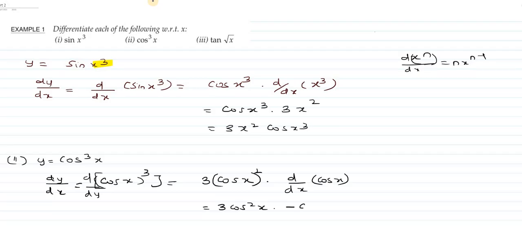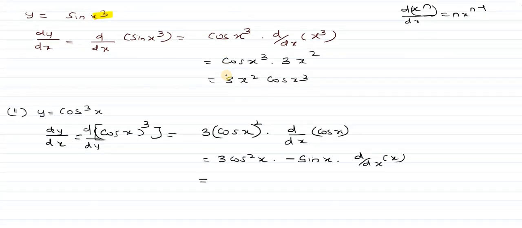Differentiation of cos x is minus sin x. And then the differentiation of the angle. The angle is x, so directly I can write it, but this is what the step is. d by dx of x is 1. So it is minus 3 cos square x sin x. Any doubt you can tell me. That's why I am going very slow. In the beginning you have to follow the steps. Once you are accustomed, it's okay.